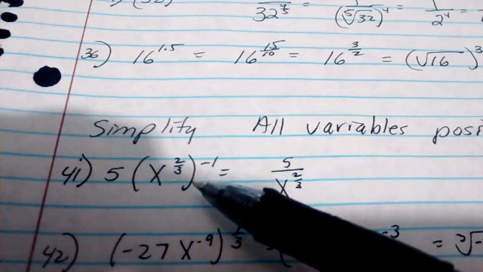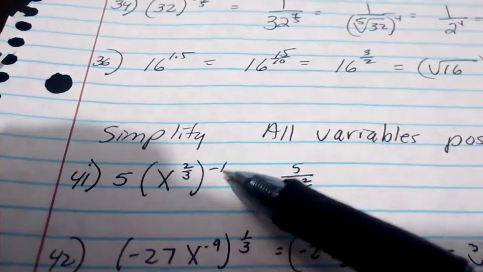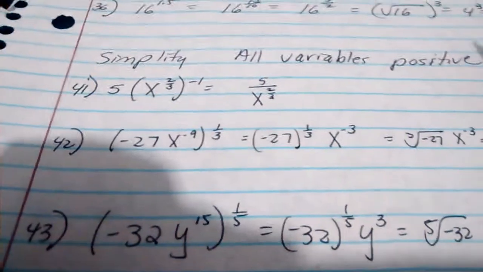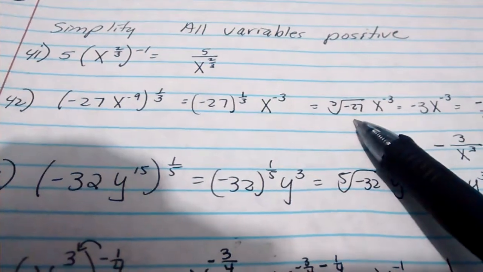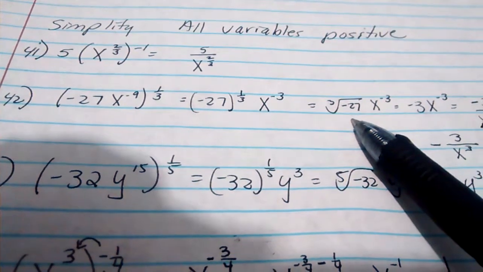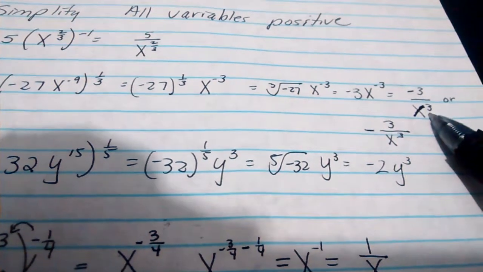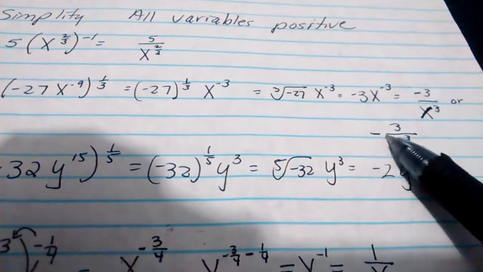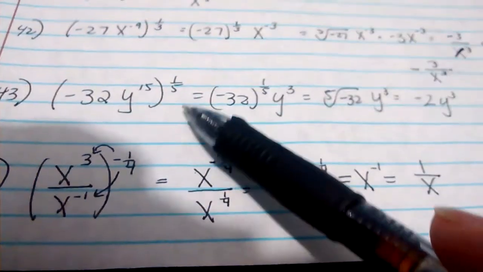Okay, with something like this, you would move this to the denominator. The 5 does not get moved because it is not being raised to the negative 1 power. With 42, you could separate it and write it in radical form, and this becomes negative 3, and then this one has a negative exponent, so it needs to come down as a positive 3. And you either put the negative in the numerator or you write it next to the division bar.